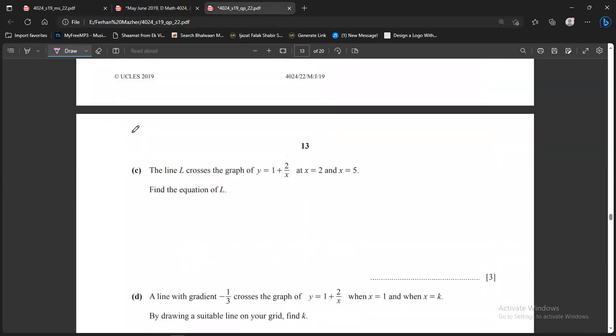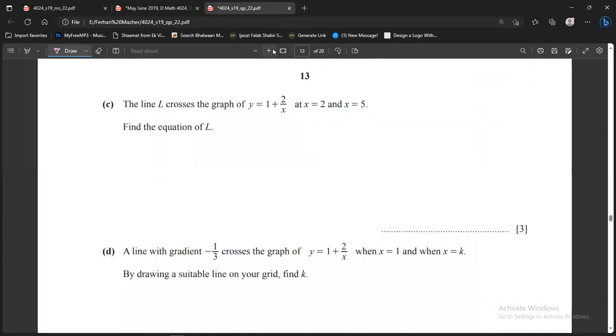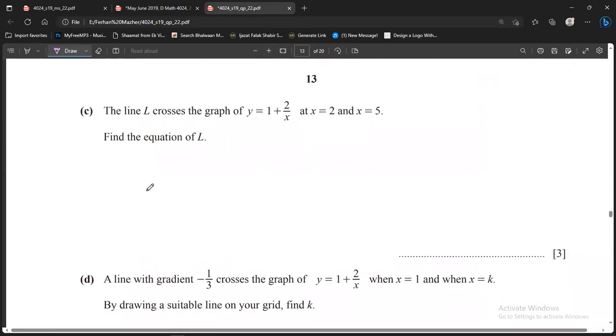Okay, then the next question is, he says, the line L crosses the graph y equals 1 plus 2 by x at x equals 2 and x equals 5.